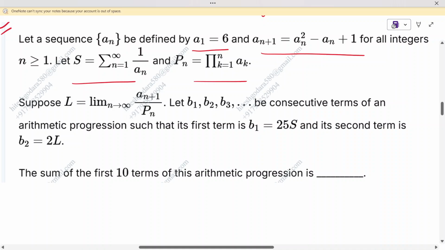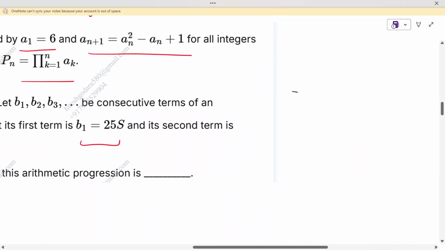So first, let us try to understand what S and Pn are. Because S I have to solve, no? Because B1 is 25S, isn't it? And after that, solve for the P as well. Okay, fine, let us go one by one.